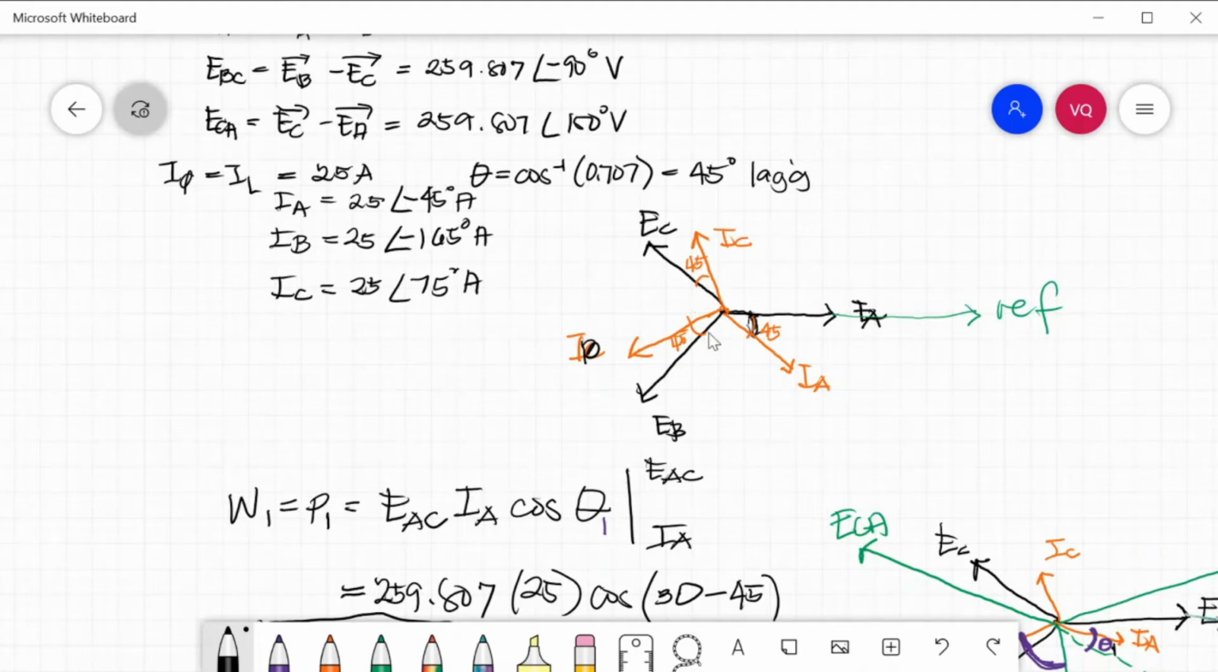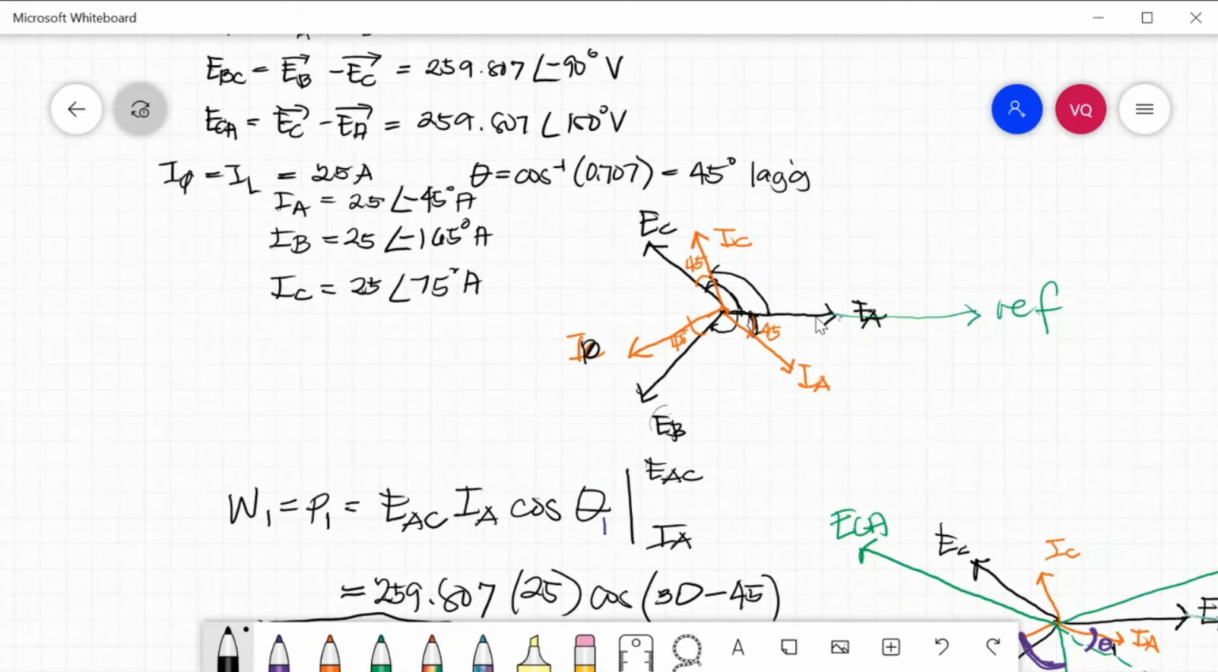IB is negative 165, in the clockwise direction. From the reference to EB is 120, and the angle between the phase voltage and the phase current is 45. So 45 plus 120 is 165. Negative is the direction. Next one is IC. So how did we get 75? From the reference to EC is 120, and the angle between EC and IC is 45. So 120 minus 45 is the angle of your phase current to the reference. That is 75 degrees. Okay?